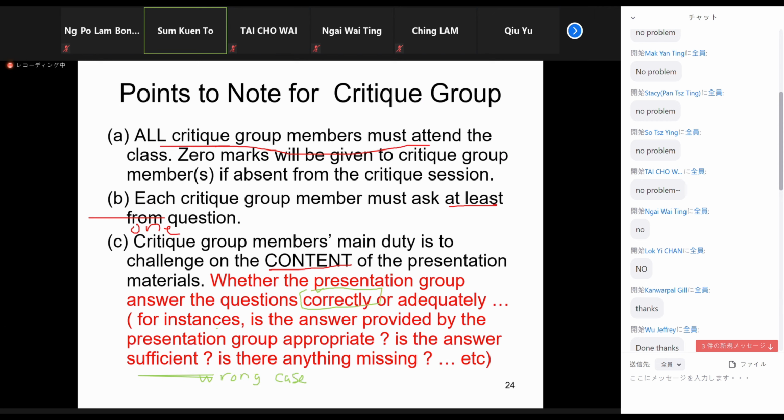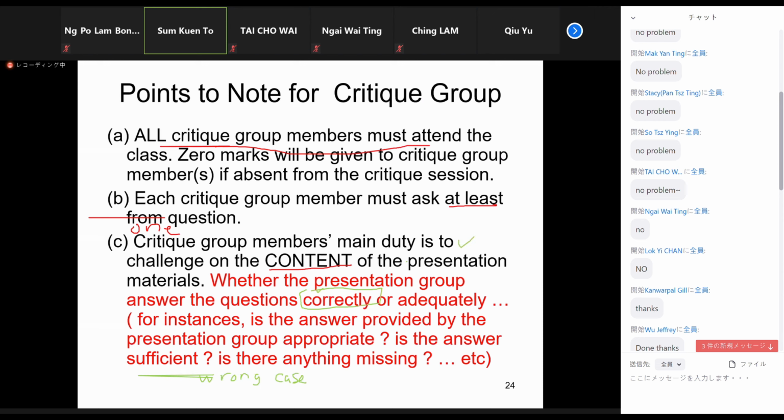So as a critique group, you also need to check what should be the case. And if they present the wrong case, you can alert them, help each other. And also, even though they present the right case, present the case correctly.